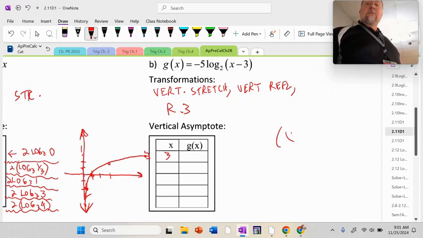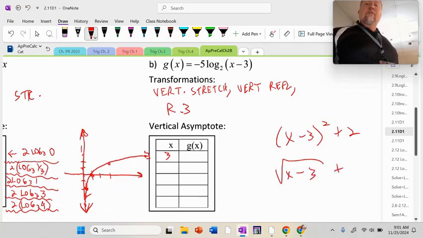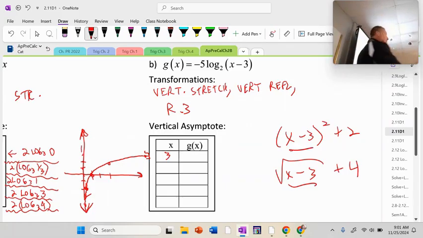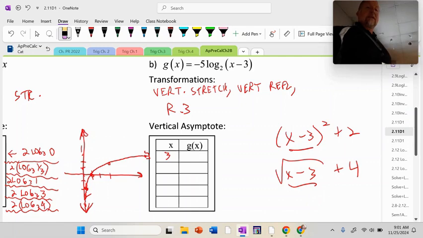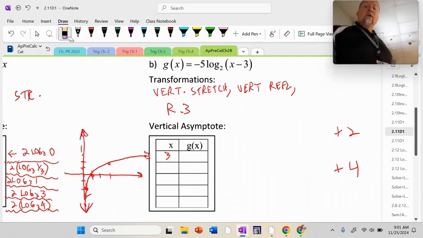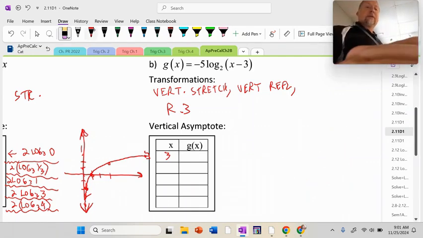We've done this a million times. We've done this with quadratics. What do I plug in first? 3. We've done this graphing square roots. What do I plug in first? 3. You plug in the thing that makes the parentheses 0. We did this with exponentials. If it was 3 raised to the x minus 3, you'd plug in 3 because you get the 0 exponent rule. But now you plug this in because this is naughty.